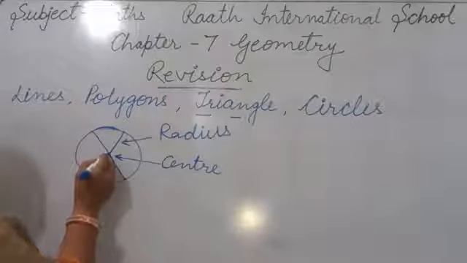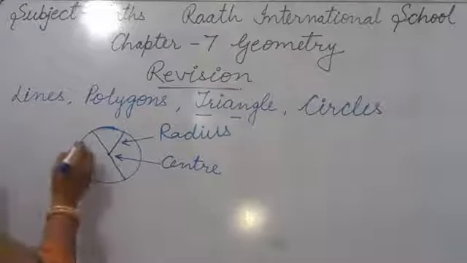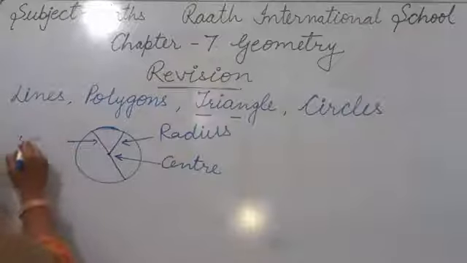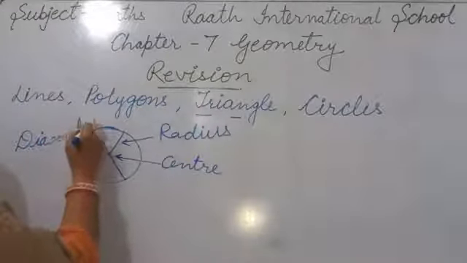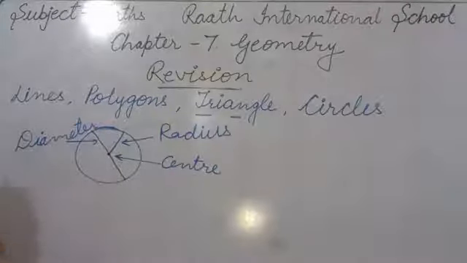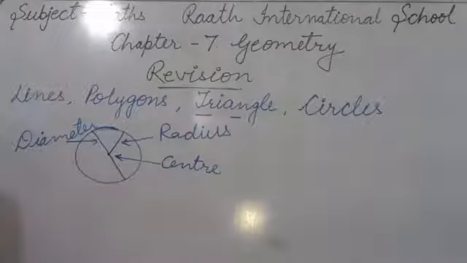2, one is this and one is this. So 2 radius make 1 diameter. Okay, so this is known as diameter. Clear? After diameter we have chord. What is chord?